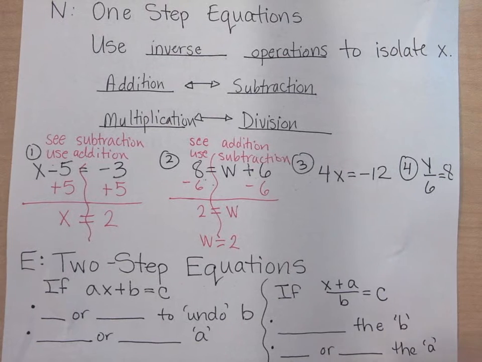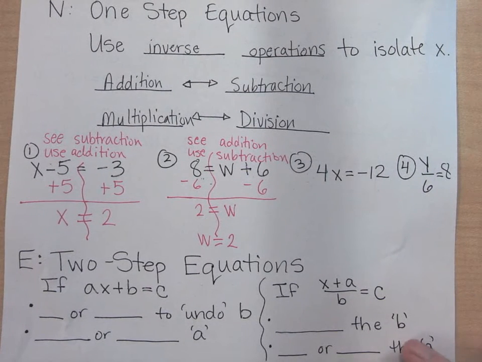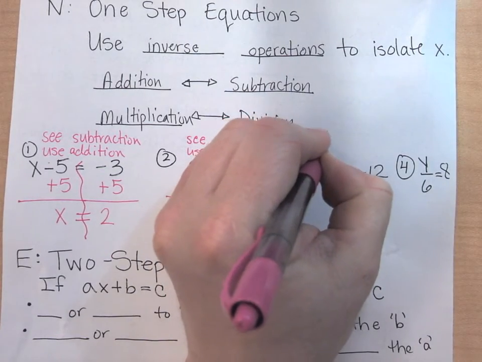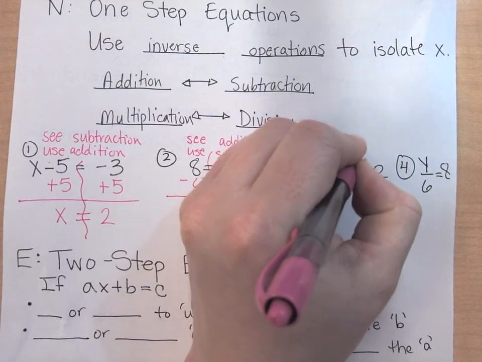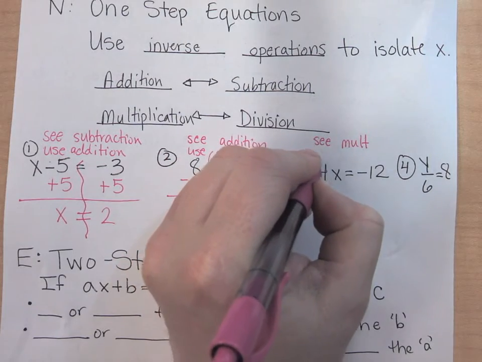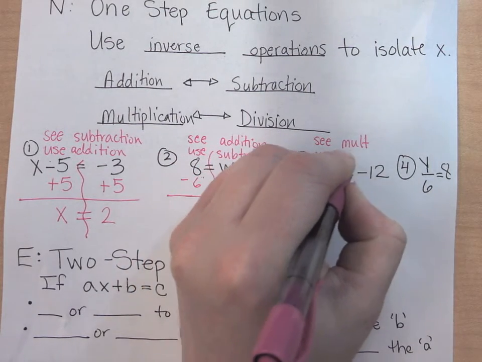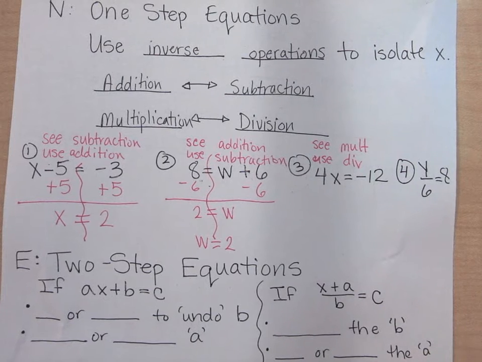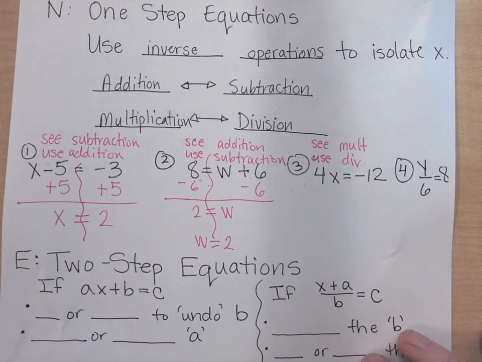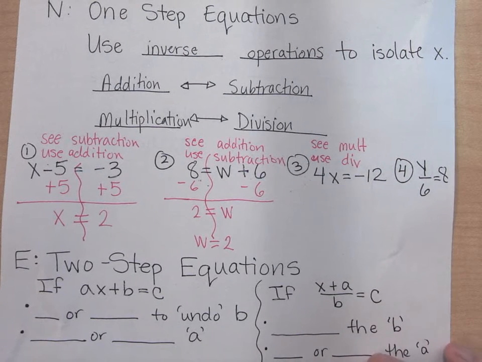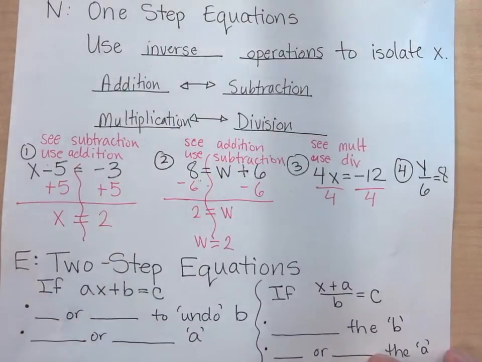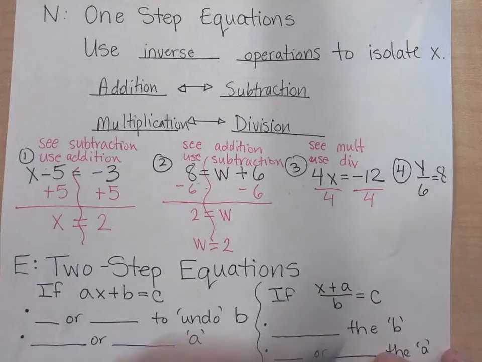Alright, number 3, 4x equals negative 12. The operation we see is what? Multiplication, so we're going to use division. You divide both sides. So I'm just going to abbreviate those, multiply and divide. To show the division, we use the fraction. So we show that we're dividing on both sides using that fraction bar.